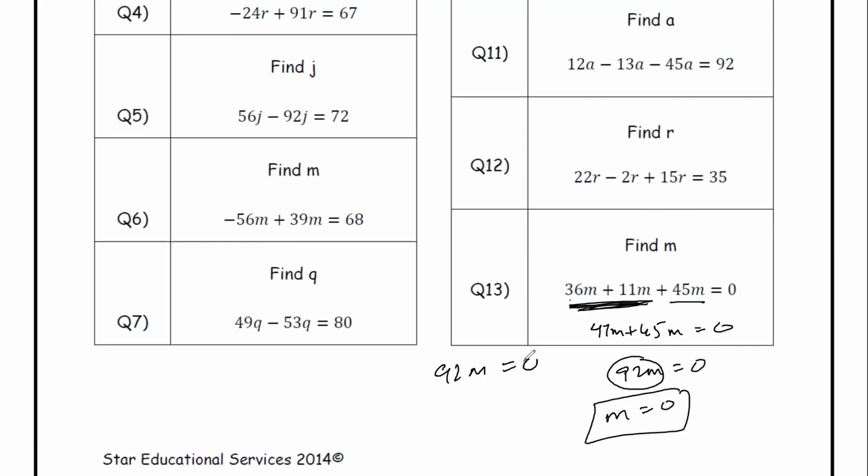Yeah. So divide both sides by 92. 0 upon 92 is 0. This is m. That's how you can solve.